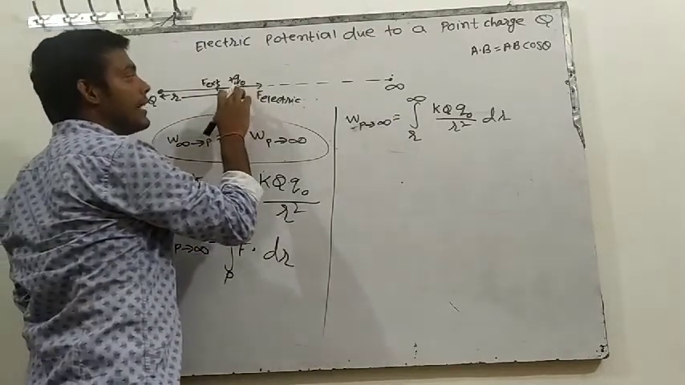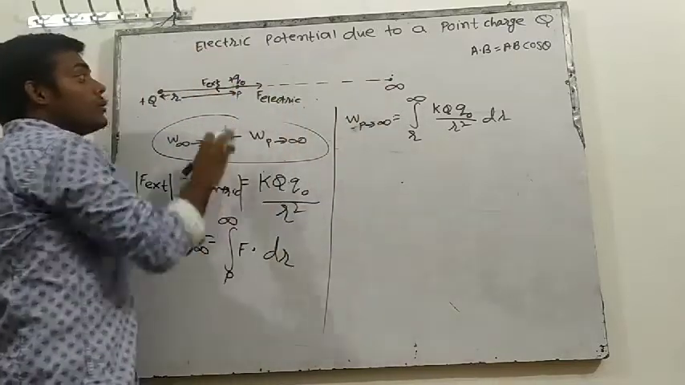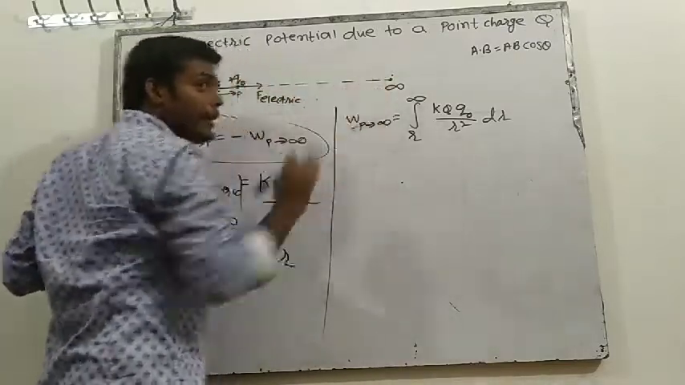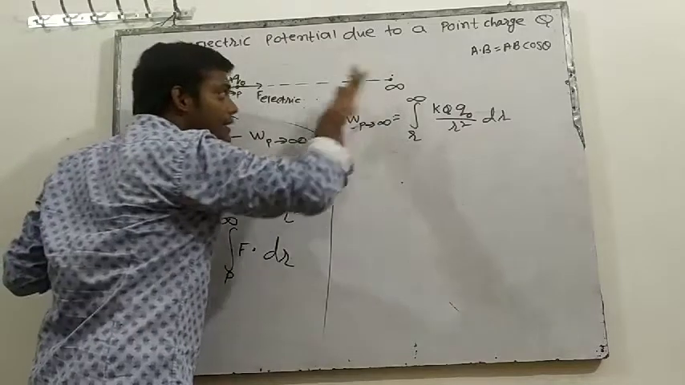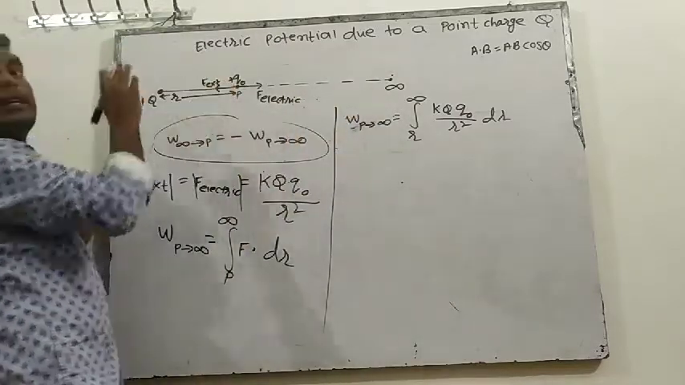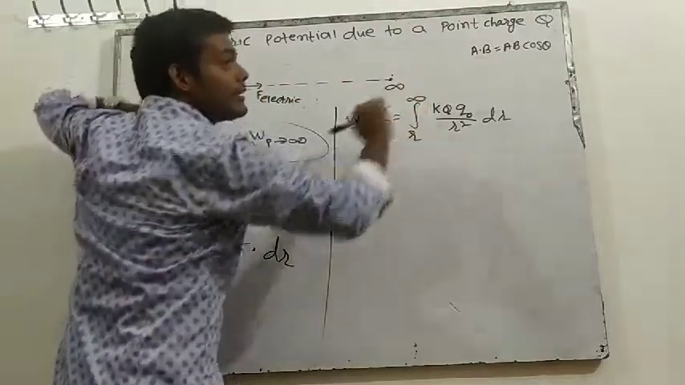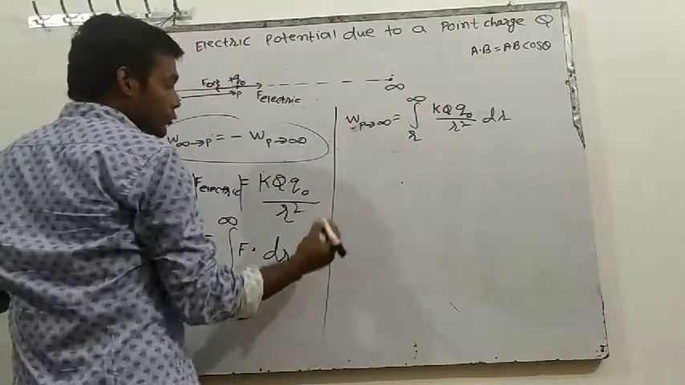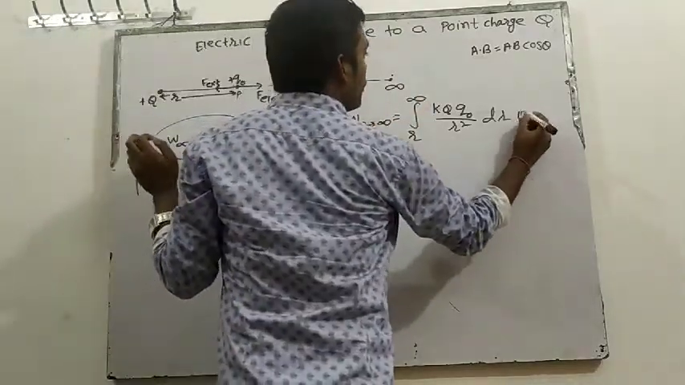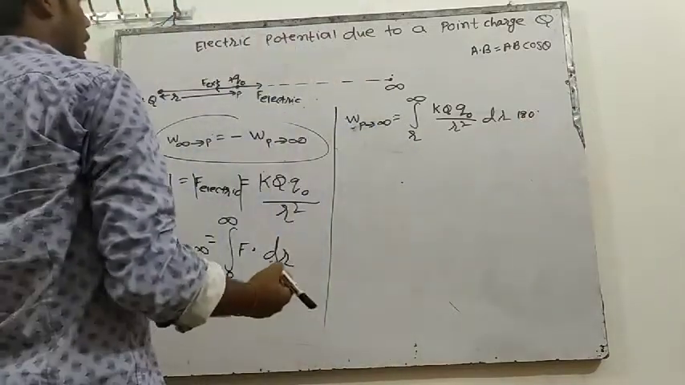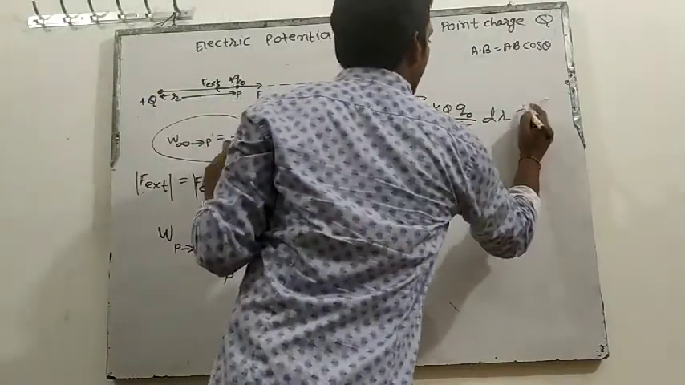Where is this charge going from and to? From P to infinity. So this charge is going from P to infinity. That means displacement is happening in this direction. External force is acting in this direction. So external force in this direction, displacement in this direction. What is the angle? 180. So here the angle will be 180. Cos 180, how much will this be?